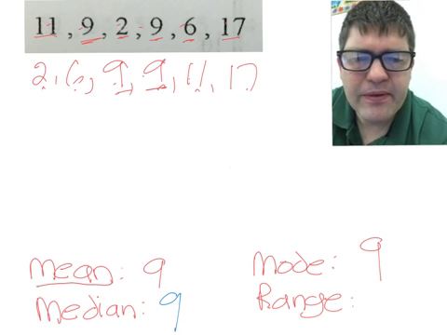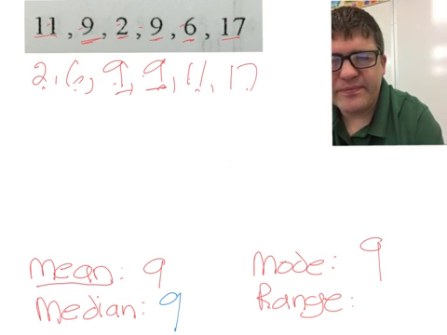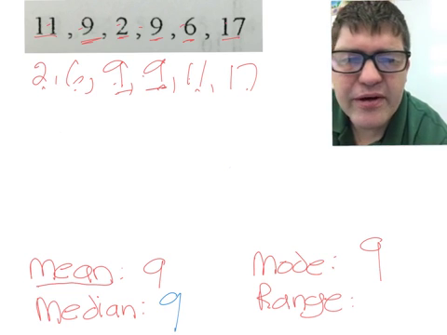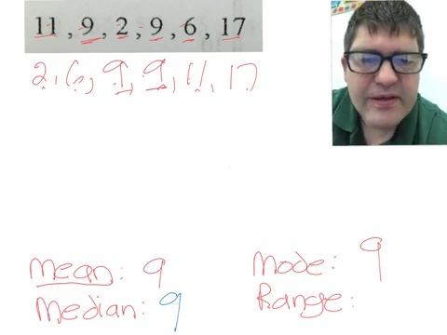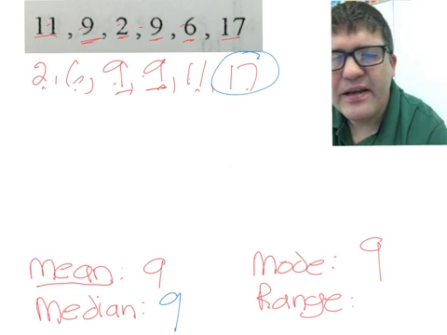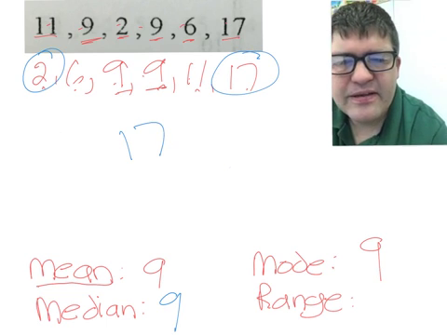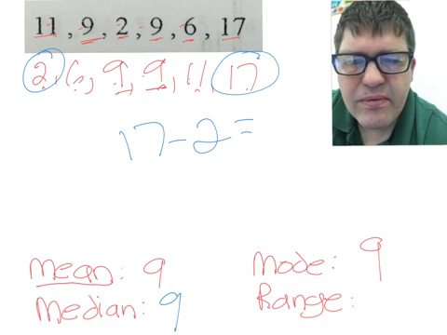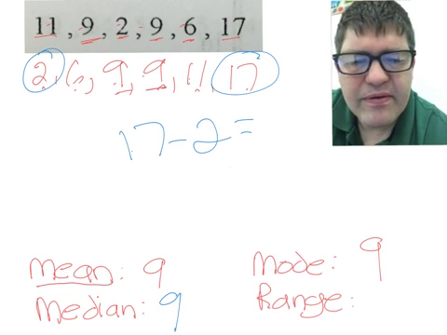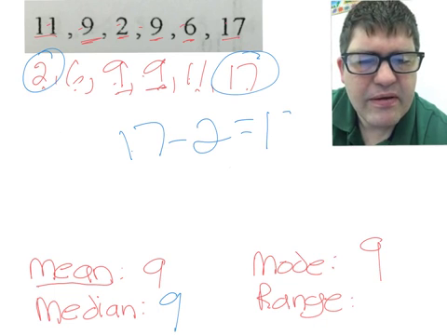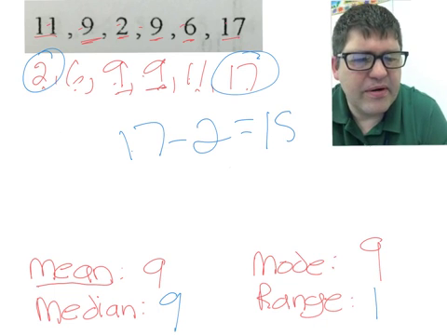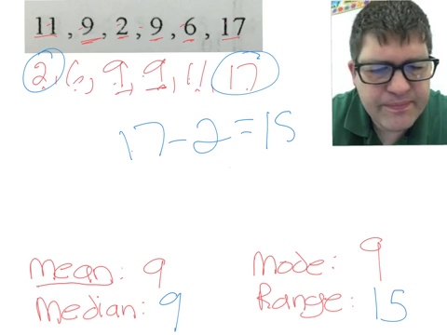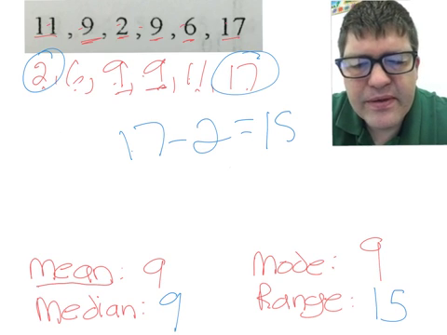Okay? Now, the range. The range, when they're in numerical order, you take the biggest and subtract the smallest. 17 minus 2 equals what? 17 minus 2 is 15. So my range is 15. Okay? That's how you find all 4 of them.